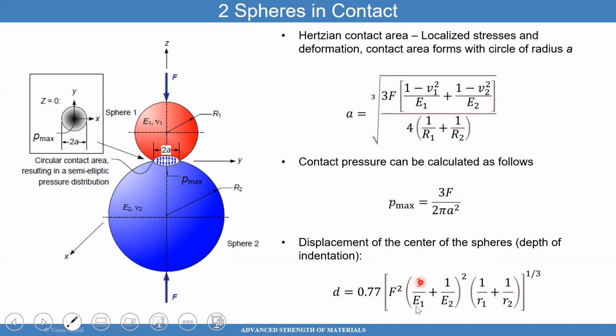You can also calculate the amount of indentation you get, basically how much these two spheres move with respect to each other. That's the calculation here. The displacement at the center of the spheres is given by this formula. And again, it depends on, and this should have been capital R, but small r is fine, the radius of each of the spheres. That's the formula you will use to calculate the displacement of the center of the spheres.